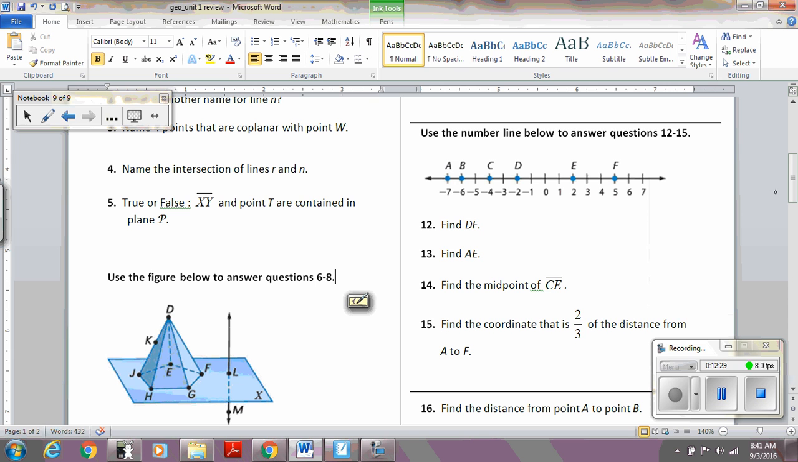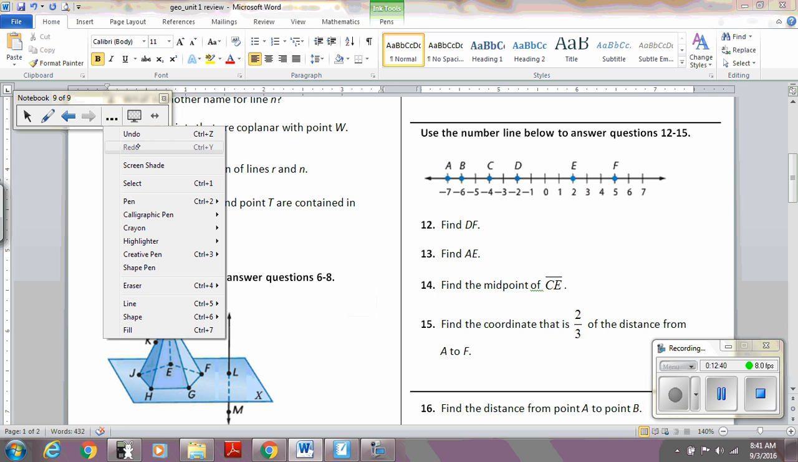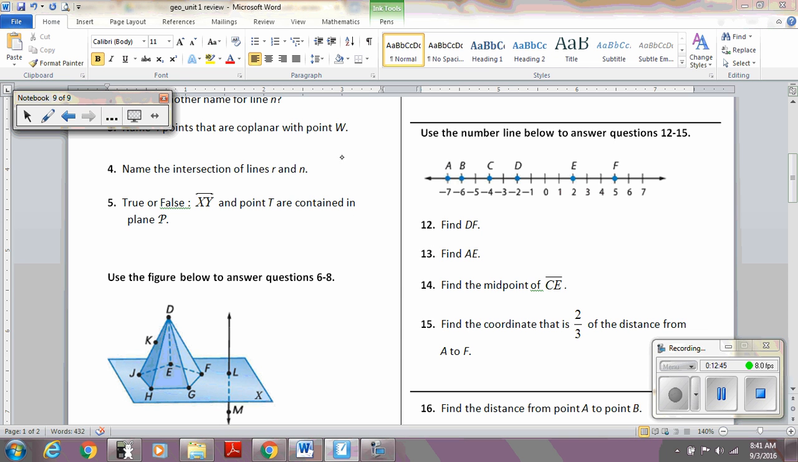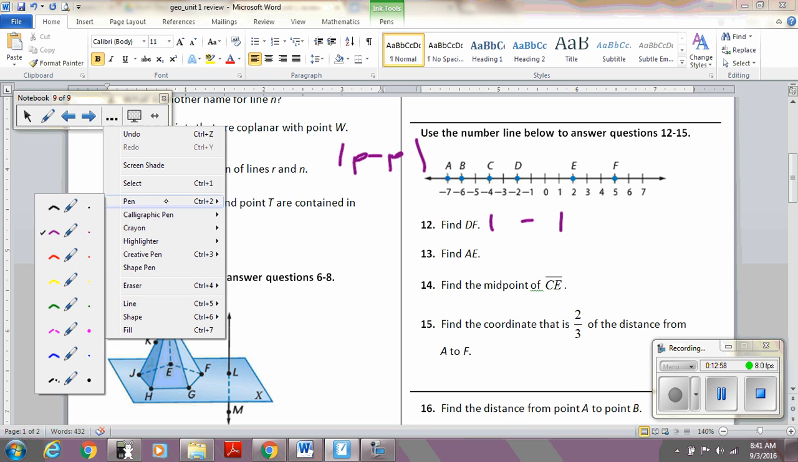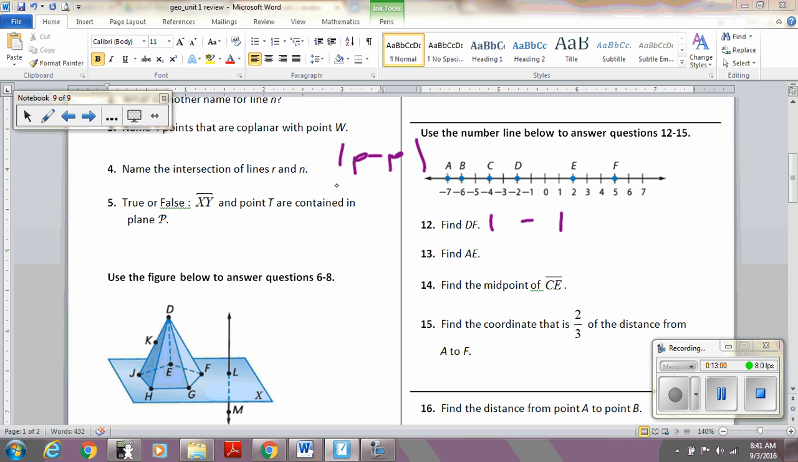For 12 through 15, we're going to use this number line. Number 12 wants us to find the distance from D to F. So the distance formula is the absolute value of point minus point. So draw your absolute value, your formula skeleton, first and foremost, and then insert the values of D and F.